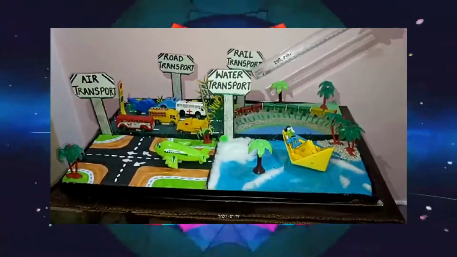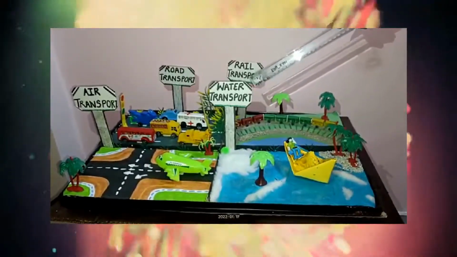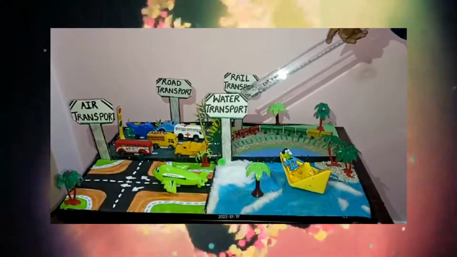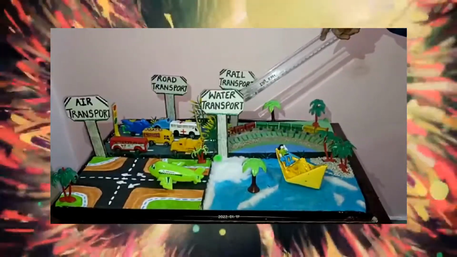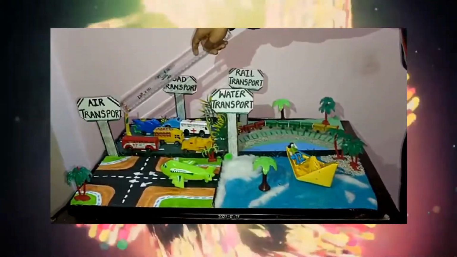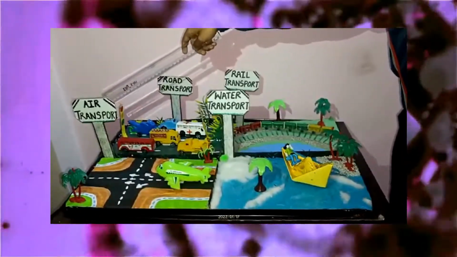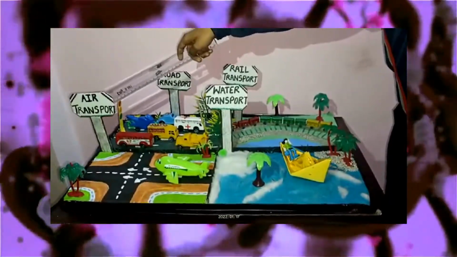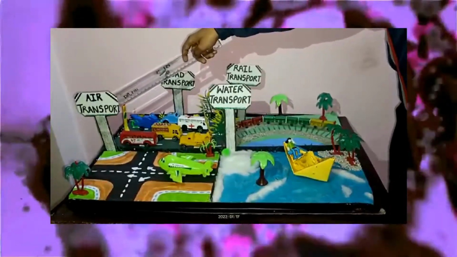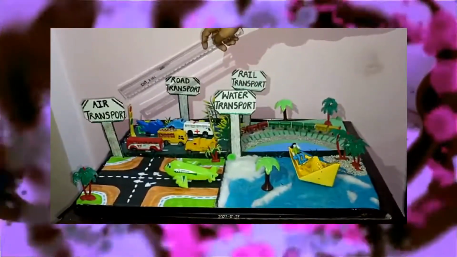Water transport. Water transport is the slowest and the cheapest means of transport. Steamers, ships, boats, ferries, etc. are some examples of water transport. Air transport. Air transport is the fastest and the most expensive mode of transport. India has the largest network of airways. There are 12 international airports in India.